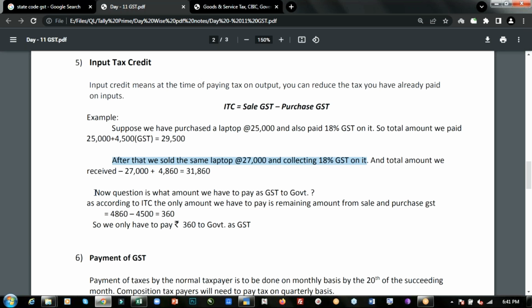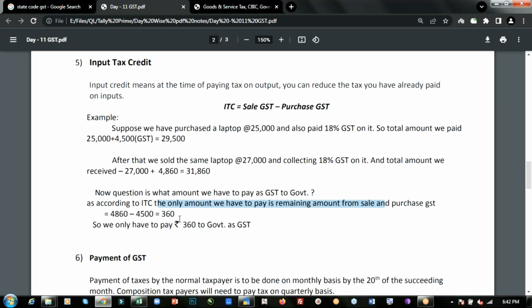Now the question comes, what amount do we have to pay as GST to the government? According to the ITC, we only have to pay the remaining amount from the sale and purchase GST. Means we will subtract the purchase GST from the sale GST and the remaining difference we will pay to the government. Basically, on the product on which we have already paid GST at the time of purchase, we can reduce that tax when we have to pay the tax at sale time.